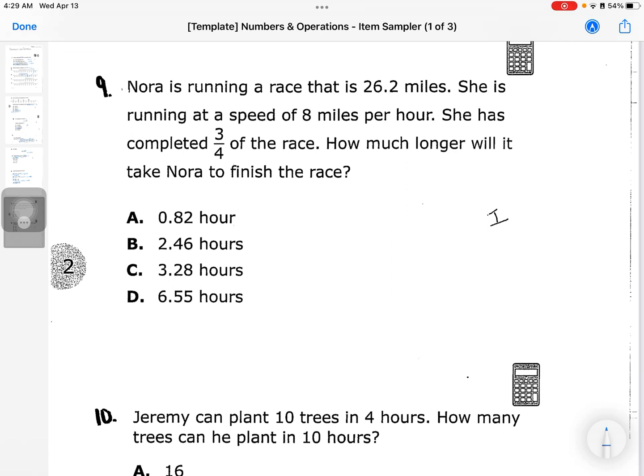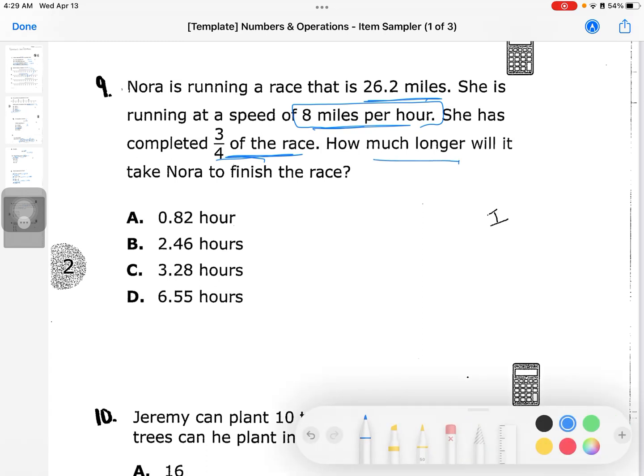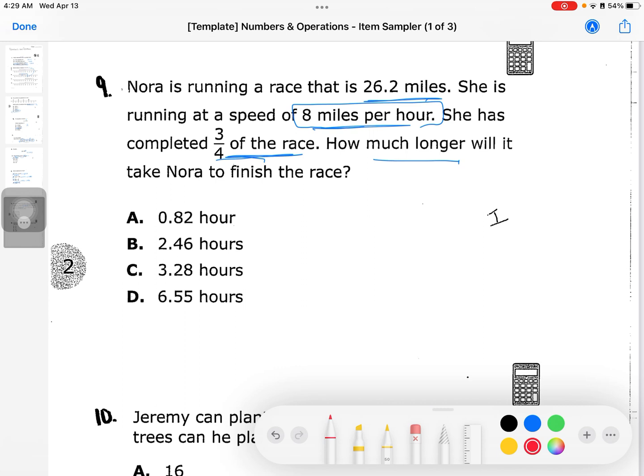Nora is running a race that is 26.2 miles. She's running at a speed of 8 miles per hour. She has completed 3/4 of the race. How much longer will it take Nora to finish the race? Well, I have to figure out how much does she have left to run. Well, if she has ran 3/4 of it, how much does she have left to run?